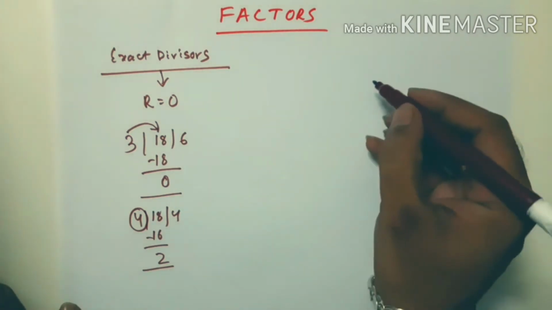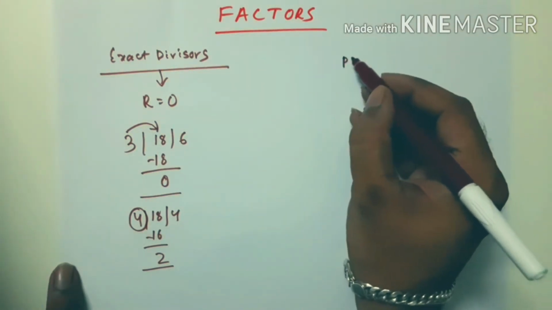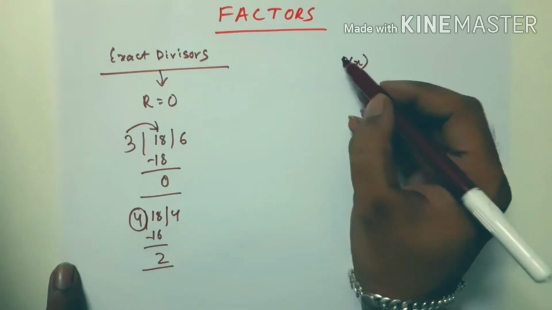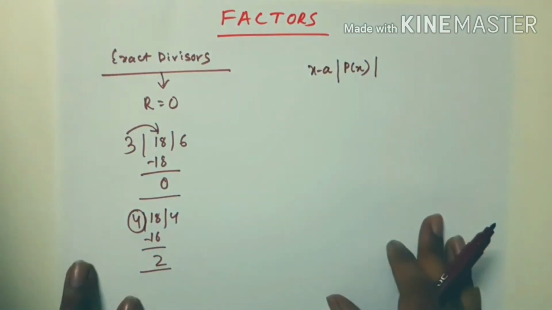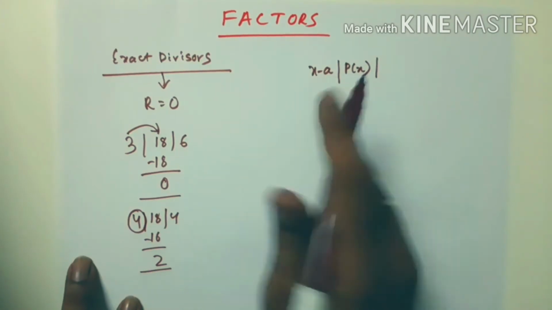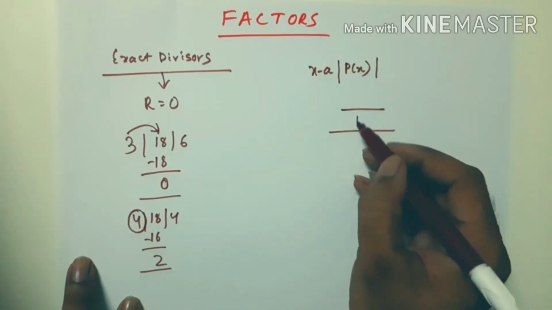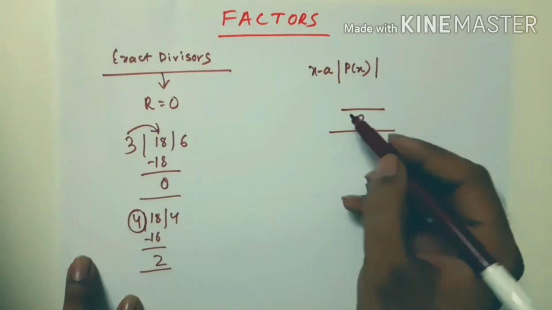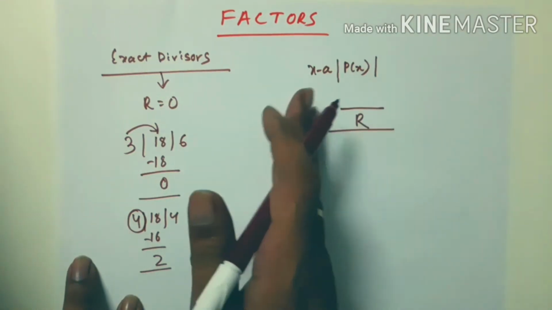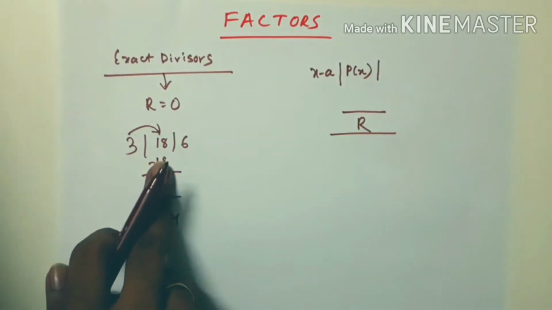So let's take a polynomial p of x. Now let us divide it by x minus a. When a polynomial is divided by x minus a, anyhow we will get a remainder. So how will we get it as a factor? Let's see, the same logic will apply.